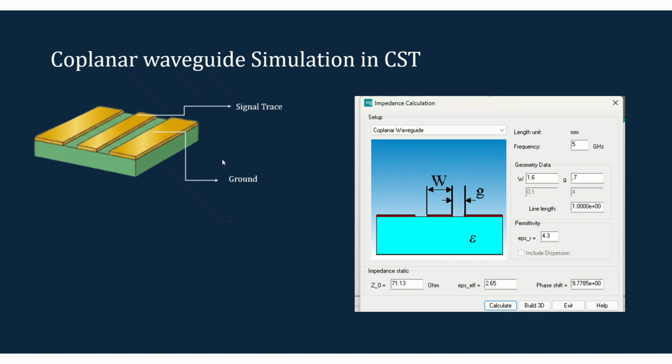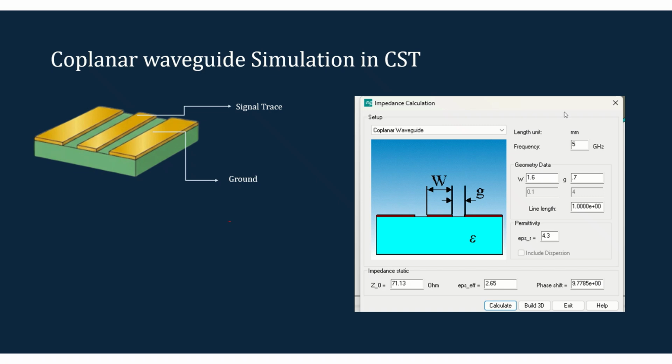Hello, in this video we are going to see how you can simulate a coplanar waveguide without ground in CST. In case of a coplanar waveguide, we know that the signal trace and the ground are on the same plane. This is the dimension of the structure that we are going to simulate, where the width of the signal trace is 1.6 mm and the gap between the signal trace and the ground plane is 0.7 mm, and the dielectric constant of the material is 4.3.